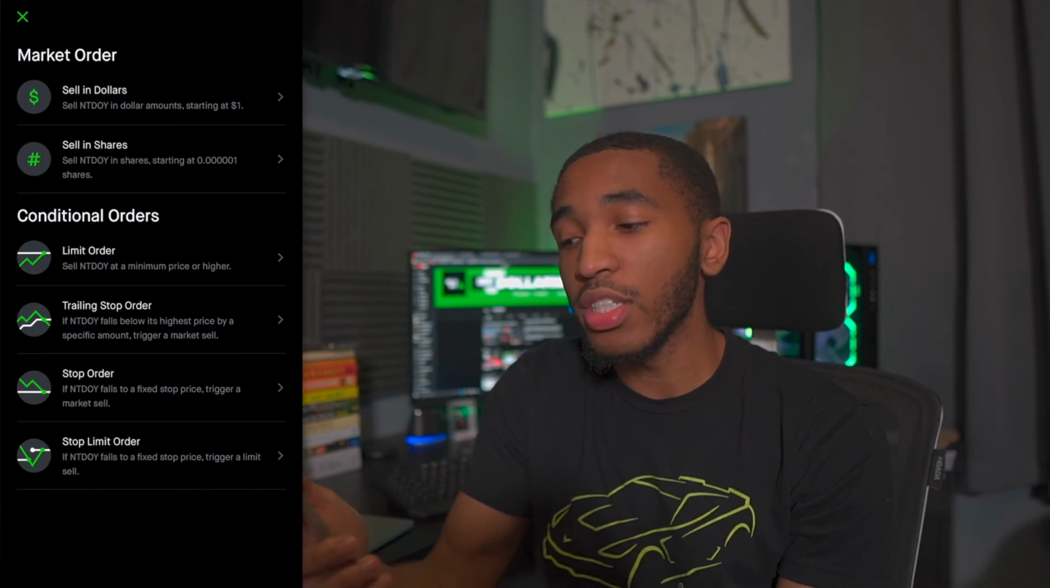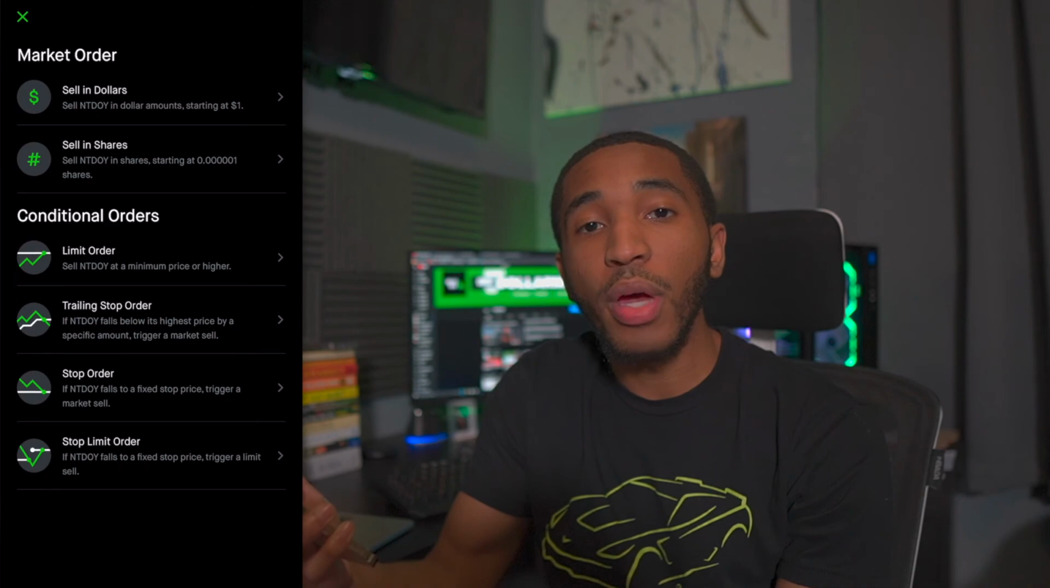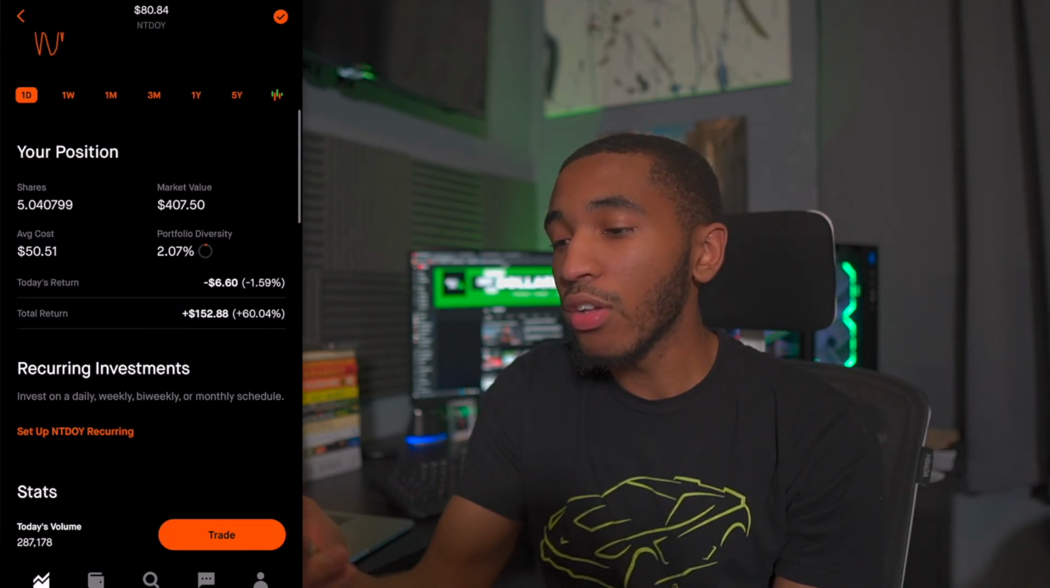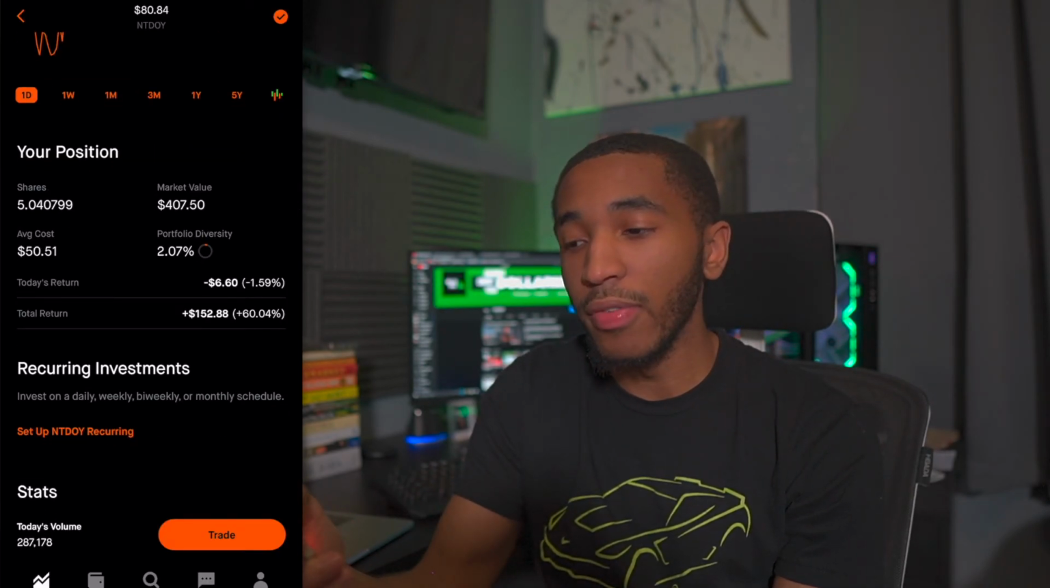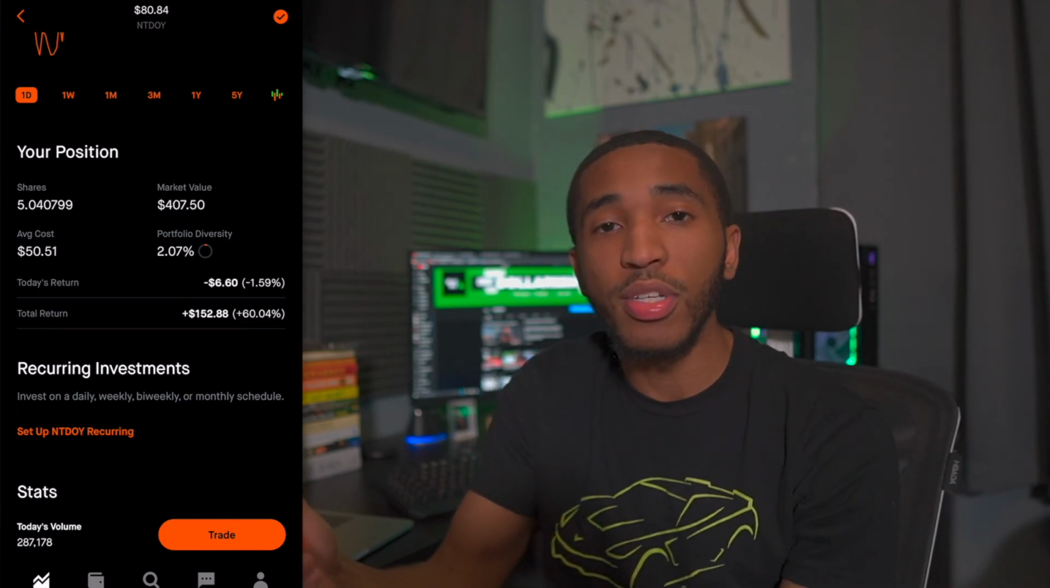They have market orders, so you can sell fractional shares in dollars, or you can sell full shares if you want to do that as well, or you can do a sell limit order. So if we scroll down a little bit, we'll look at the first section of everything, which is your position. Obviously, this may be different on different platforms, but overall, they'll give you the same information.